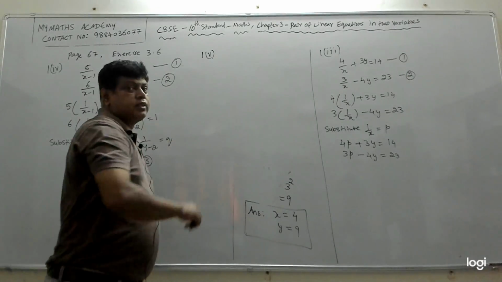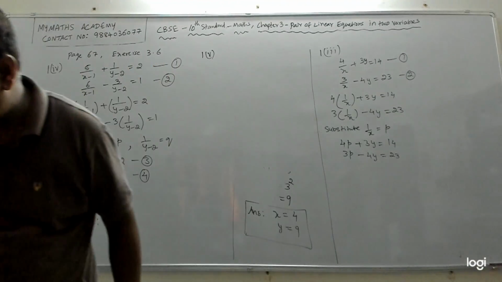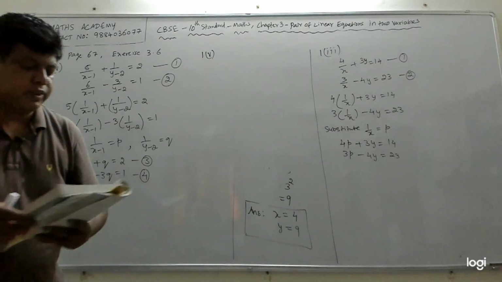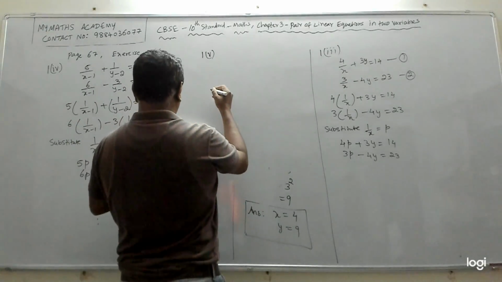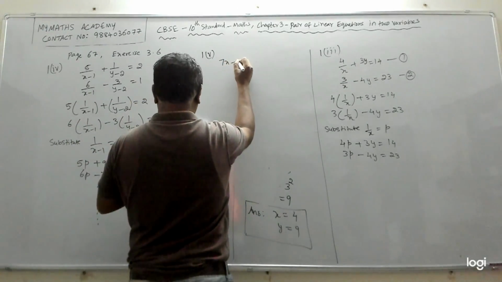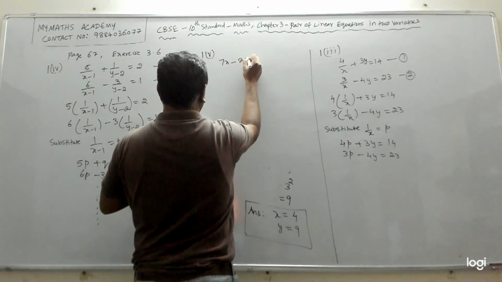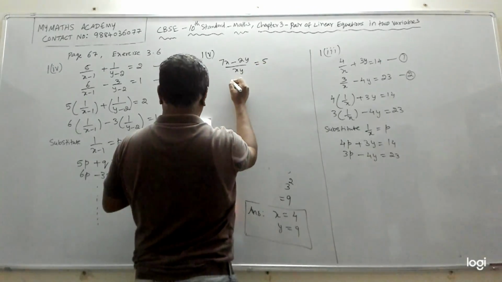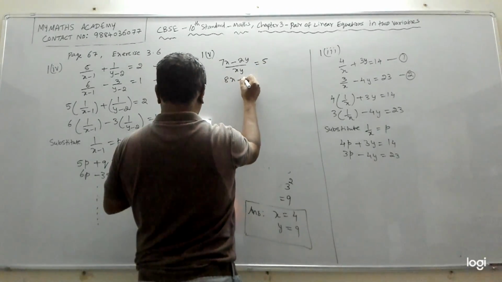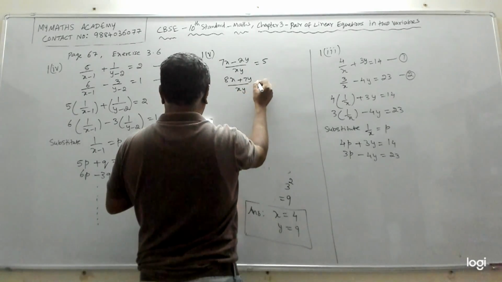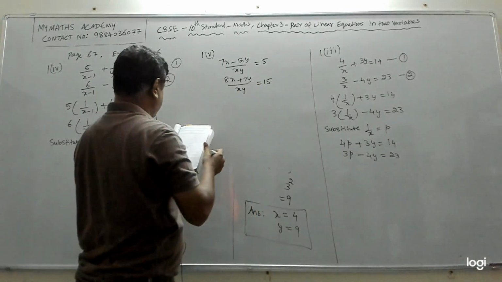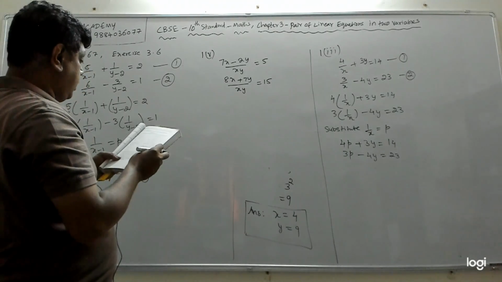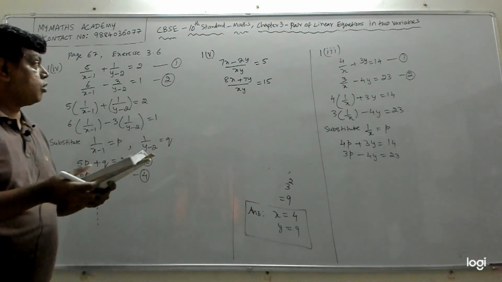We'll go to the next one, which is the fifth sub problem of problem number 1. So what does it say? The question is important. The question is (7x minus 2y) by xy equal to 5, and (8x plus 7y) by xy equal to 15. 7x minus 2y by xy equal to 5, and 8x plus 7y by xy equal to 15.